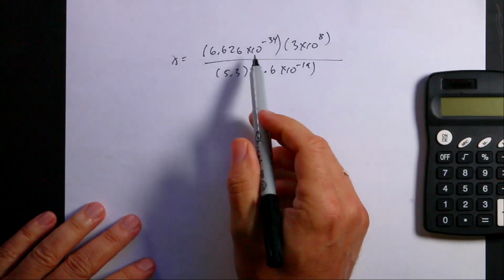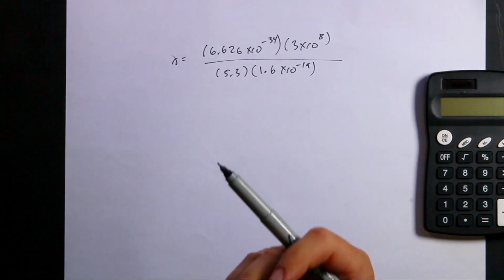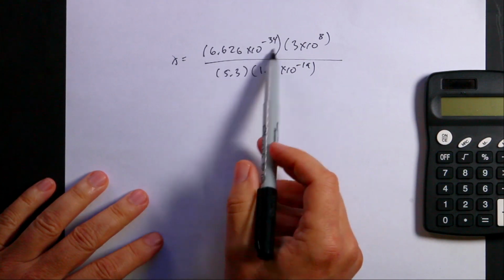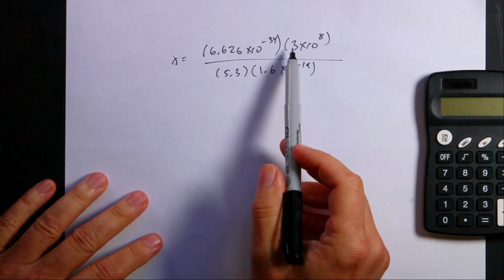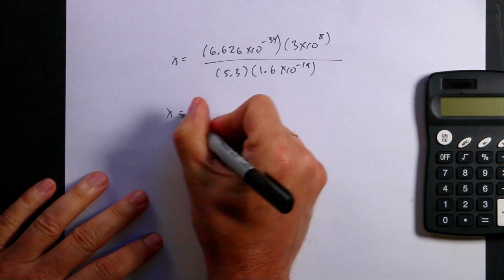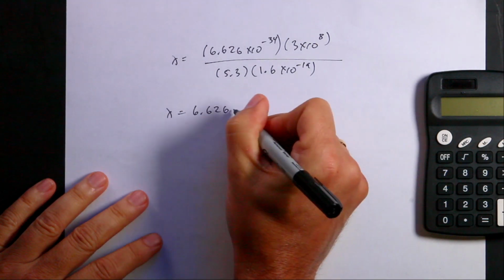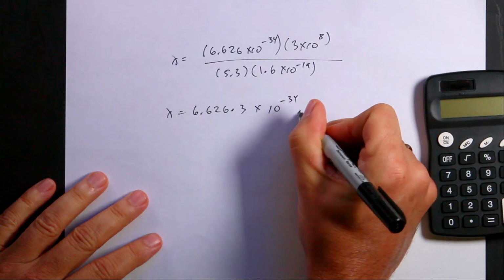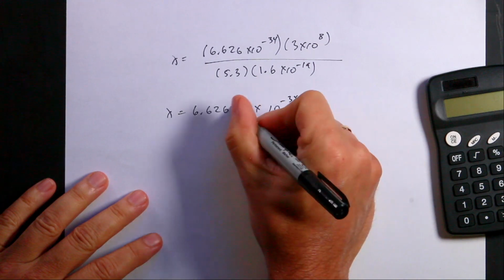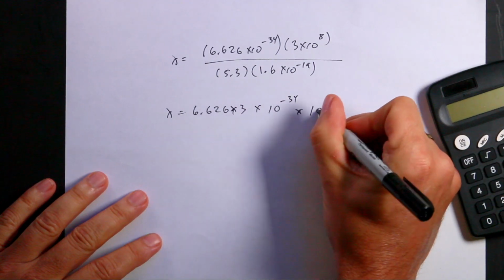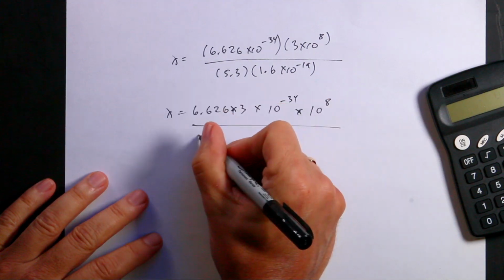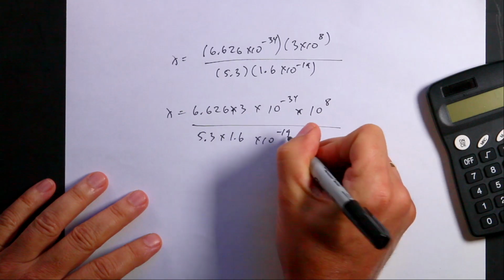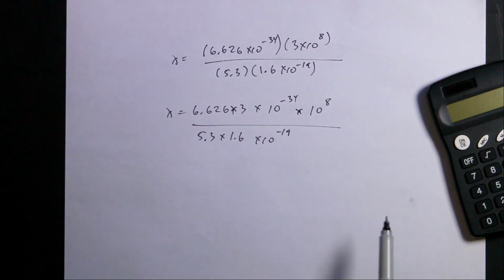Okay. So, but what I can do is use the ideas of order of operations and scientific notation to figure everything out. So this is actually a multiplication product. And so is that. I can change the order. So I'm going to write this as lambda equals 6.626 times 3 times 10 to the negative 34th times 10 to the 8th. And on the bottom, I'm just going to write this as 5.3 times 1.6 times 10 to the negative 19th.